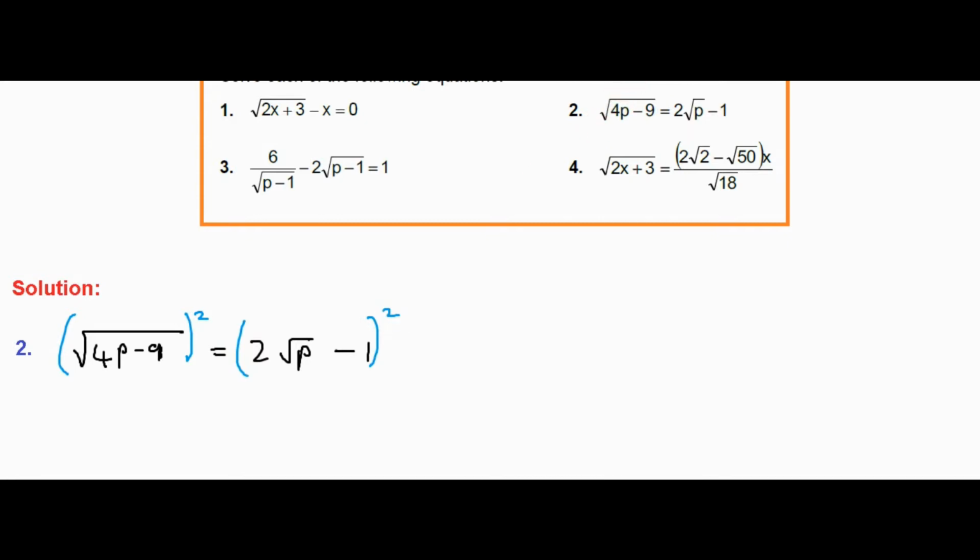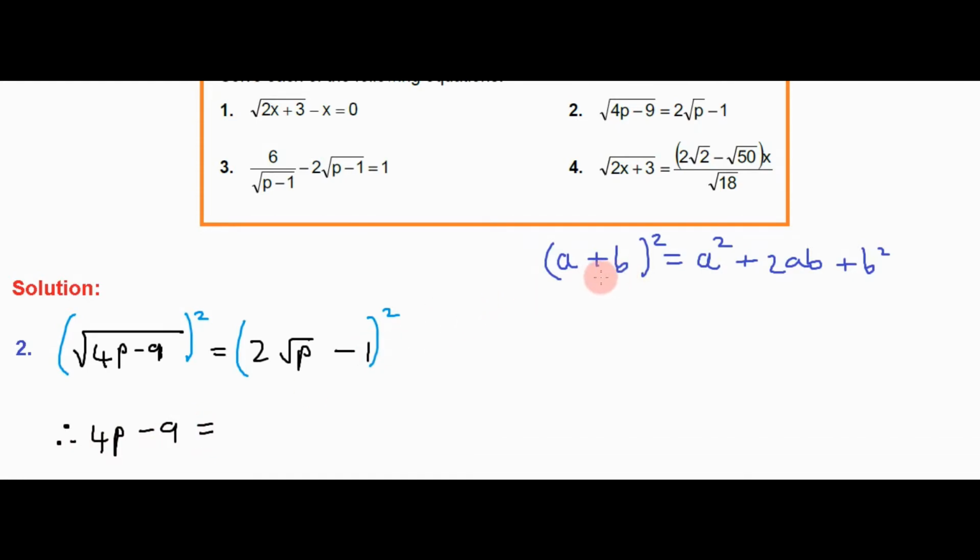Now, just remember that (a plus b) all squared. So when we square a binomial, it's the first term squared, this sign, so plus, then it's the first term times the second term times 2. In other words, 2ab, then plus b squared. Now, this we're going to apply on the right-hand side here. So on the left-hand side, when we square the surd, it drops. So we have 4p minus 9.